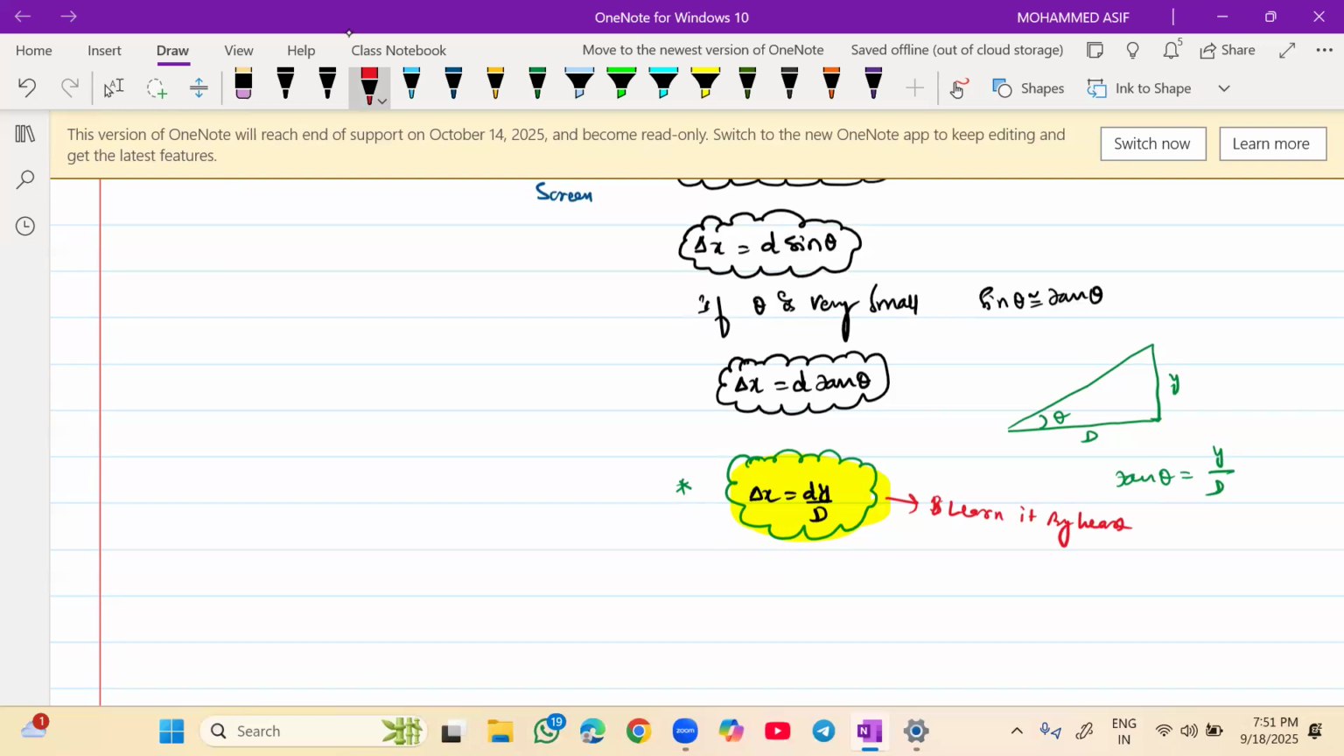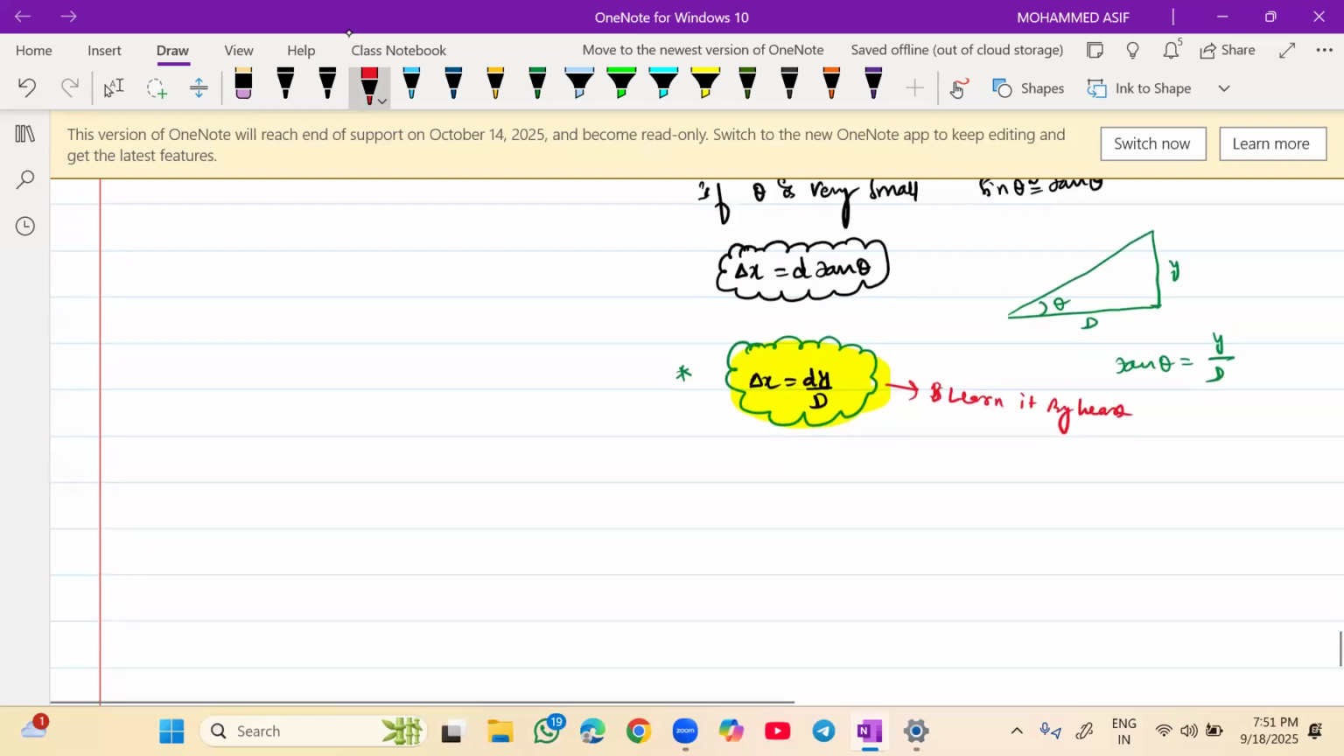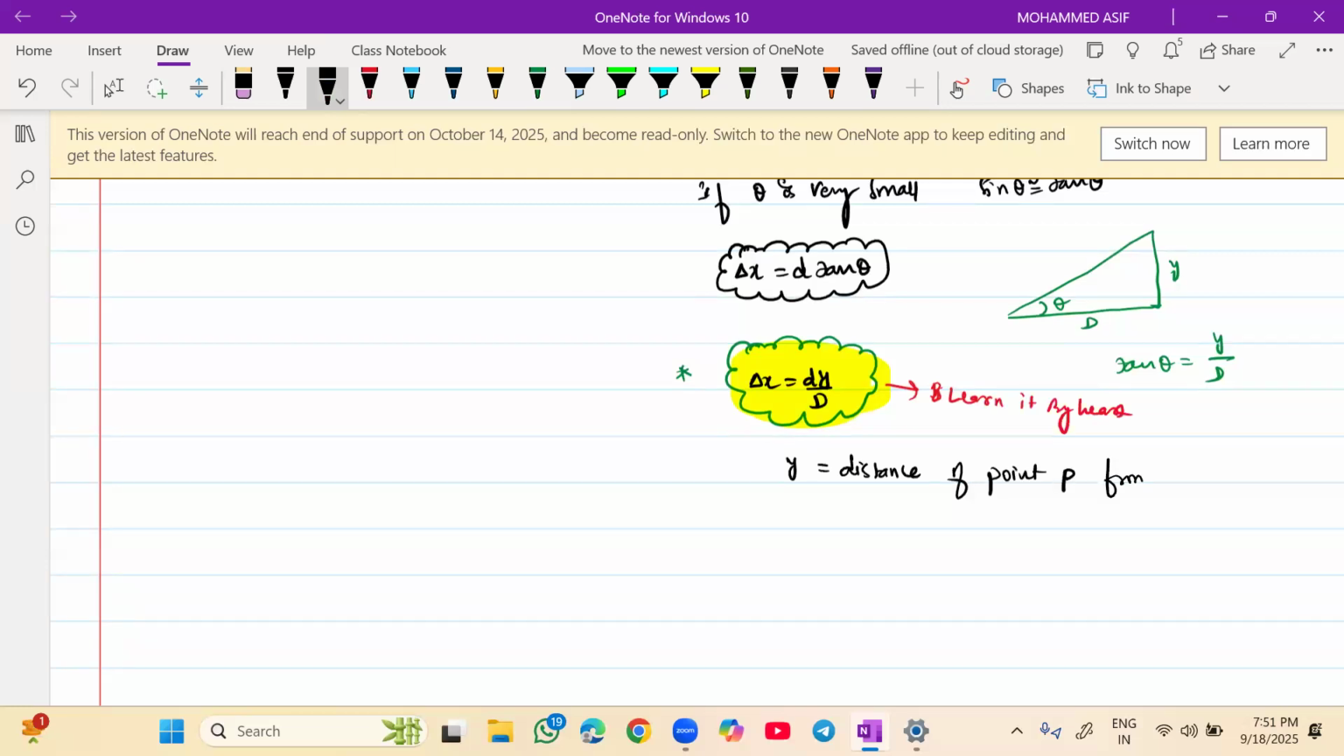Small d is the distance between the slits. Y is the point where the constructive or destructive interference will happen. And capital D is the distance between the screen and the slits. Am I clear? I've already written the points here. I'll write y again. What do you mean by y? Y is the distance of point P from the central maximum. Am I clear?